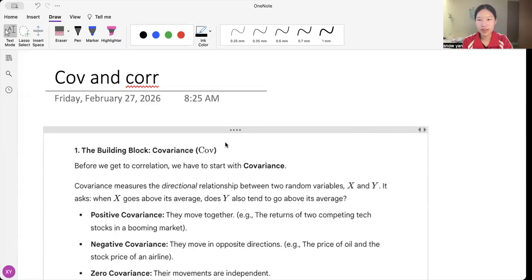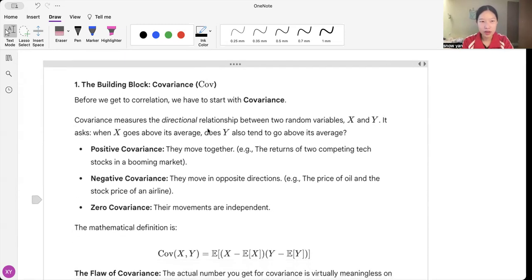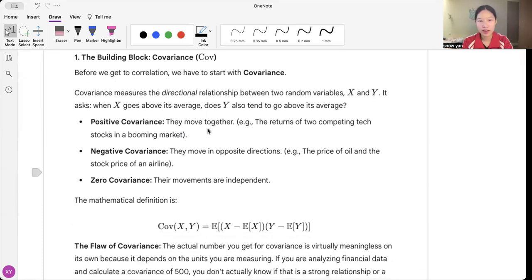Okay, this is just a concept that I had to clarify today: covariance and correlation. So I'll walk you through everything that I learned, or just reviewed, to make sure that I understood it. First is covariance. Covariance is a directional relationship between two variables, x and y.